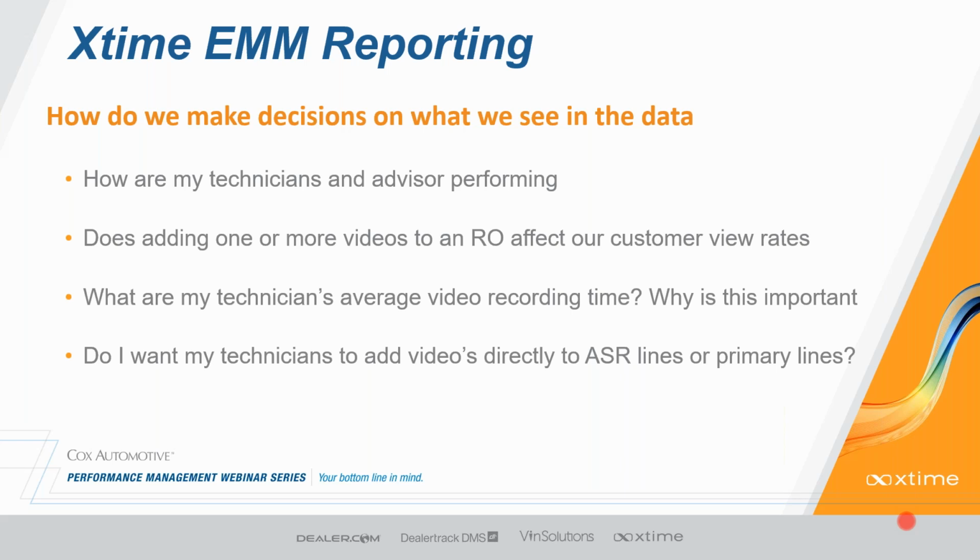Does adding one or more video to an RO affect our customer view rates? That's an important one, right? So if you say, hey, I'm going to put in one video, my chances are probably greater that a customer is going to view that video as opposed to 4 or 5, right? Because now you've increased the odds of some not getting viewed. So I'll be honest with you going through data just from what I've seen, but this may not be true for your location because each dealership is going to be somewhat different. But in looking into this, I have never seen a difference in view rates compared to ROs that have 1 video or 5 videos, meaning the other ones are added to ASR lines, right?